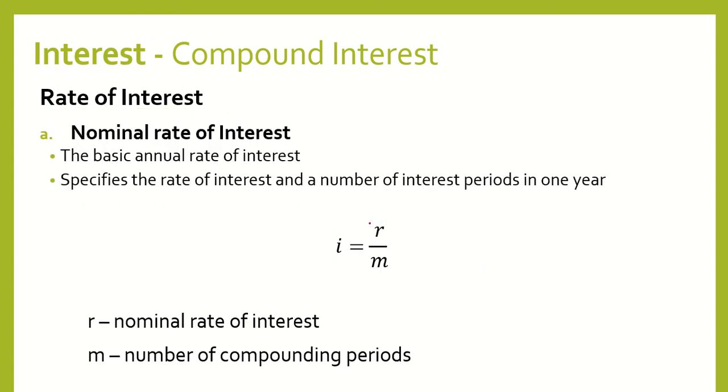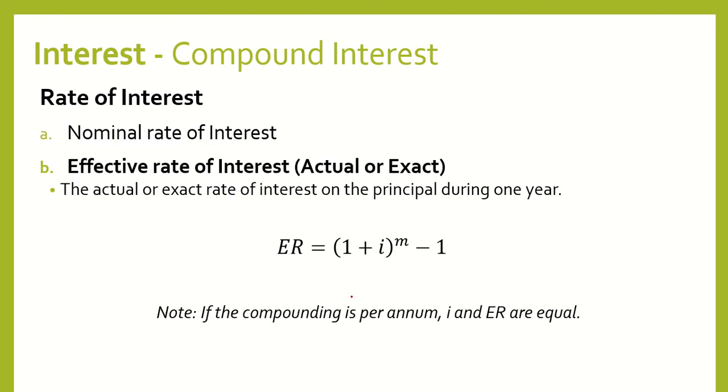Again, the rate of interest is equal to R over M, where R represents the nominal rate of interest and M is the number of compounding periods in a single year. So you have to remember the terms quarterly, semi-annually, per annum, monthly. Those indicate the number of compounding periods. Next is the effective rate, or the actual rate. It is the exact rate of interest for a single year.